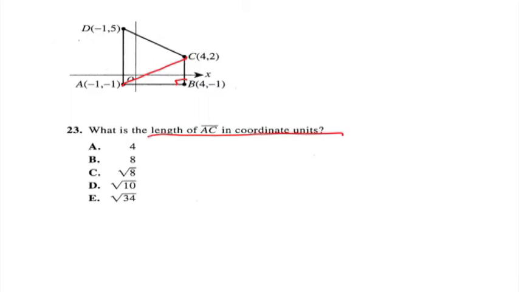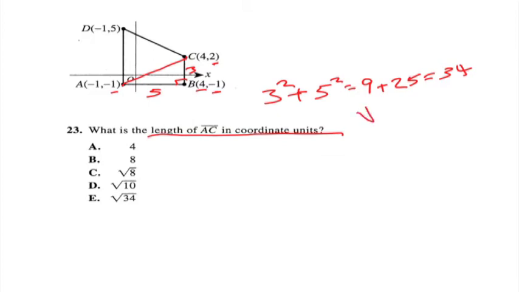So we know that we're looking at going from a -1 to a +2. That makes this a 3. We're going from a -1 to a 4, which makes this a 5. So here we have 3 squared plus 5 squared is equal to, and we're going to get 9 plus 25 equals 34. Okay, so the length of AC is going to be the square root of 34, which makes E the answer to 23.